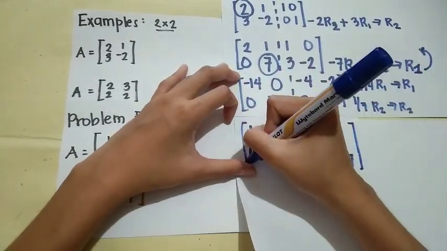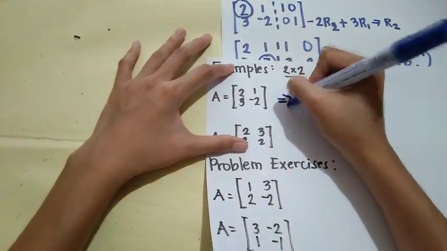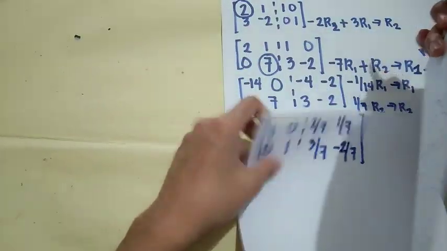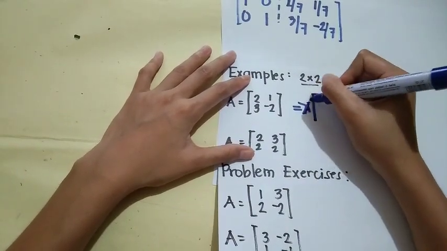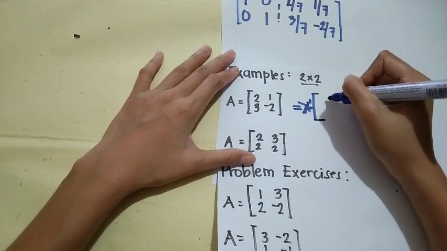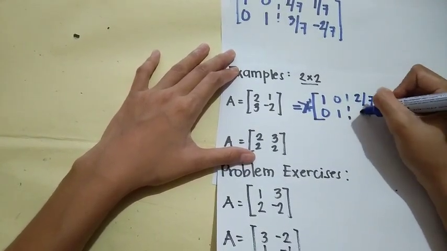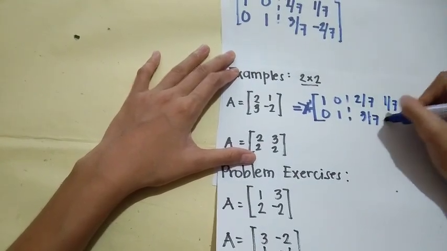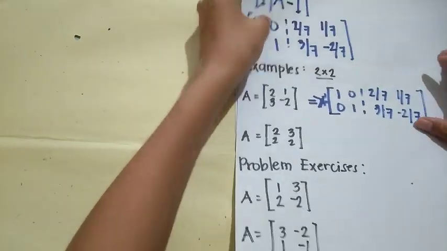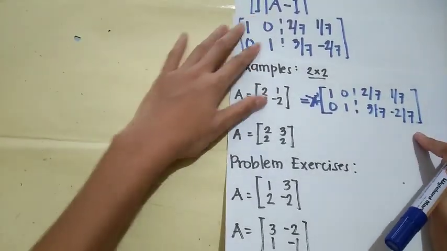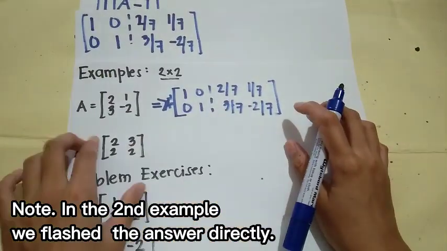So this is the inverse of our example here. So we have the answer as A inverse is equal to 1, 0, 0, 1, 2 over 7, 3 over 7, 1 over 7, negative 2 over 7. Okay, so this is the answer. So you can see the inverse moved to the left side, and the other one moved to the right side. Sorry, we are not centered. So this is the answer for this one.